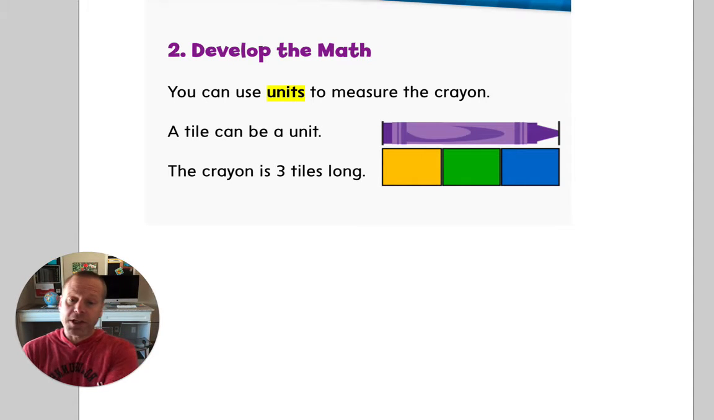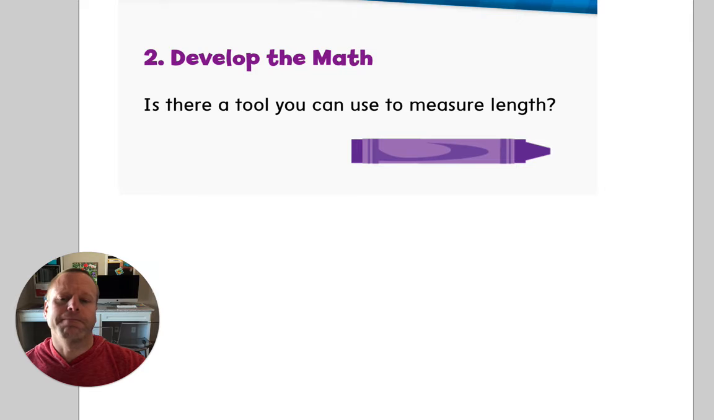Okay, so one of the things you can do is you can use any unit. And we did that yesterday when we did our hands to measure or paper clips to measure. In this case, they're using tiles. And when they used the tiles, they came up with 1, 2, the crayon is 3 tiles long, starting at the start, ending at the end. You have to be careful when you measure.